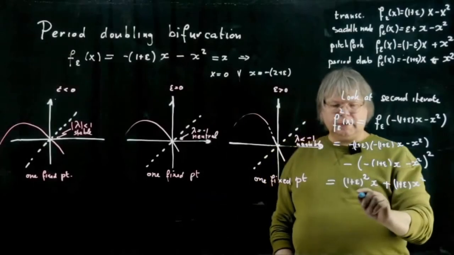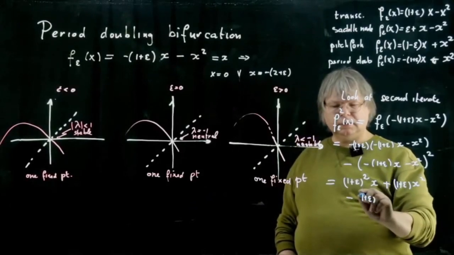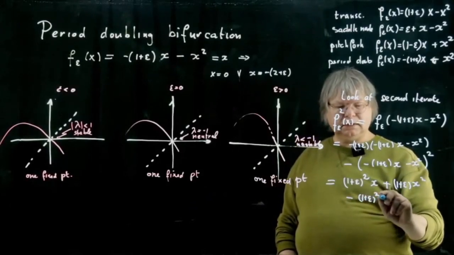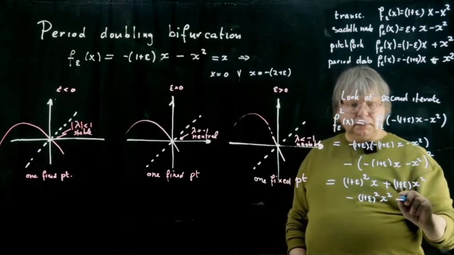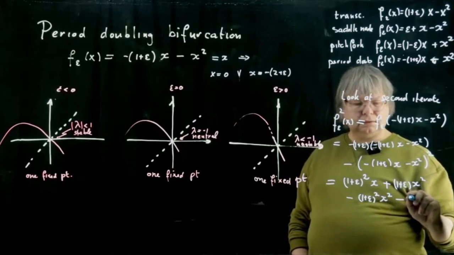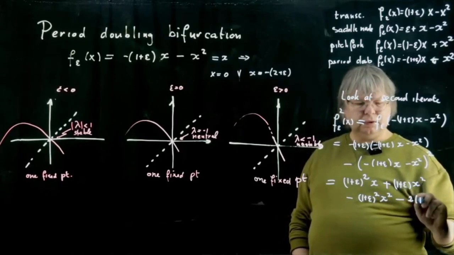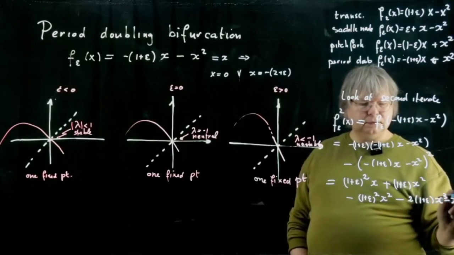And now work out the square here. We get (1 plus epsilon) squared x squared minus 2 times (1 plus epsilon) x cubed minus x to the fourth.